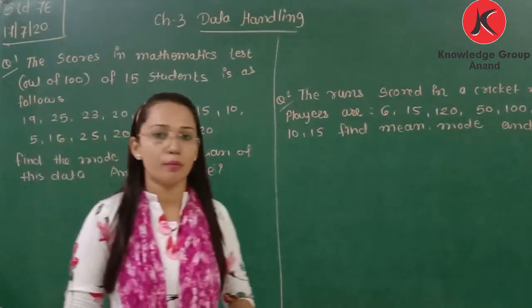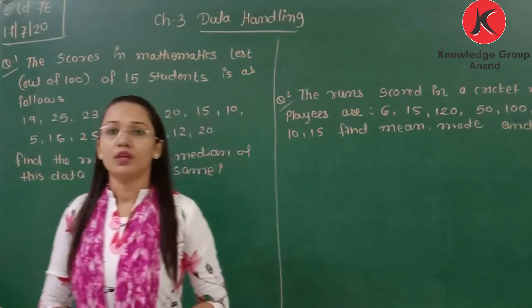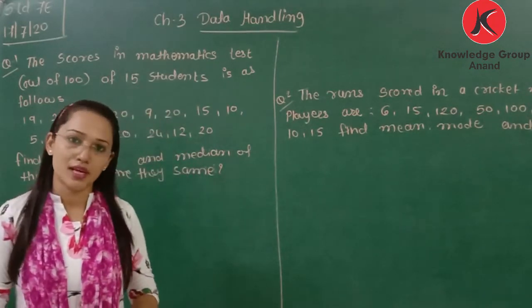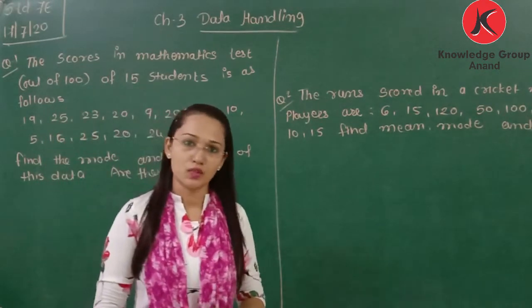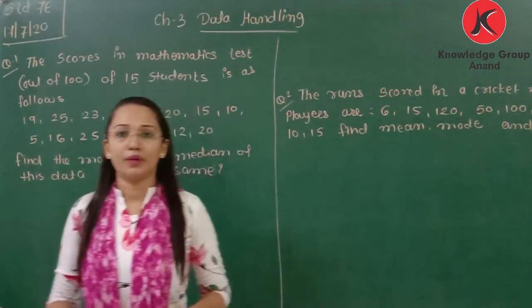Median means what? It is a middle value. For that you need to arrange all the data in ascending or descending order, and from that you need to find the center value, middle value. That is median. And mode means maximum repeated value.